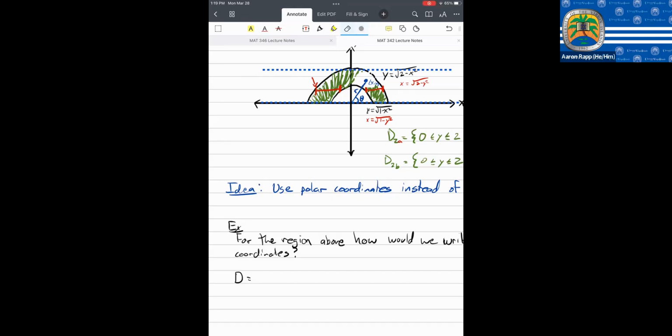Pi over 2. And then I continue going on until I get back to the x-axis on the other side, which means I've traveled a total of what radians? Pi radians. So the angles that I see for any point in this domain are going to range from what to what? 0 to pi. So actually, sorry, all r and theta such that theta is between 0 and pi.